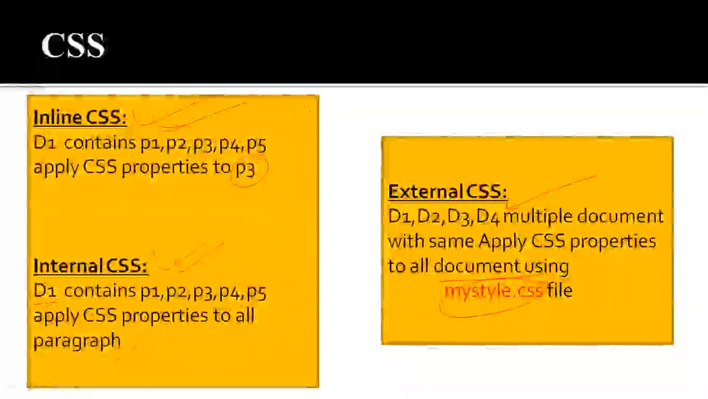Let's see according to the different types of situations. Suppose I have a document which contains multiple paragraphs and I want to apply CSS property to only one paragraph, that is P3. Then I will be using inline CSS in this case. And suppose D1 is a document which contains multiple paragraphs and I want to apply CSS property to all the paragraphs, then I will be using internal CSS.